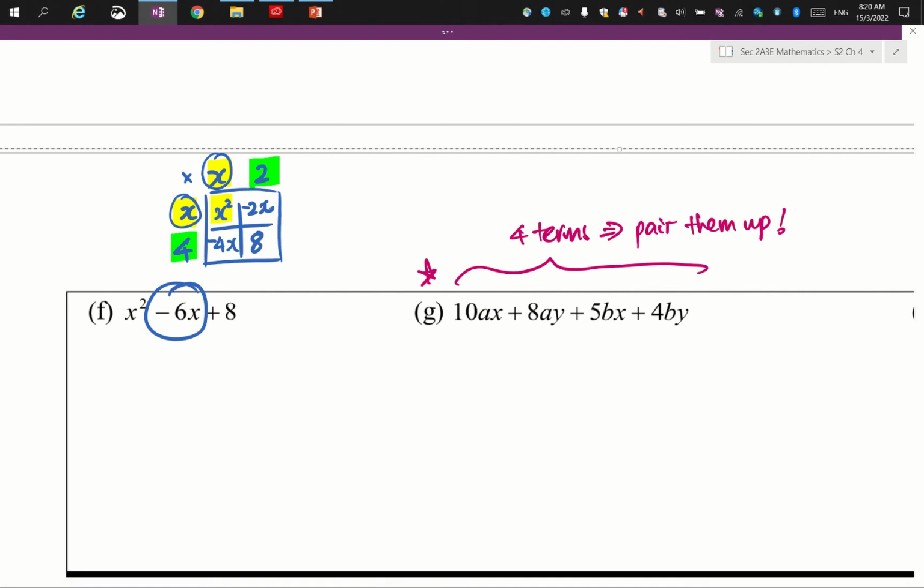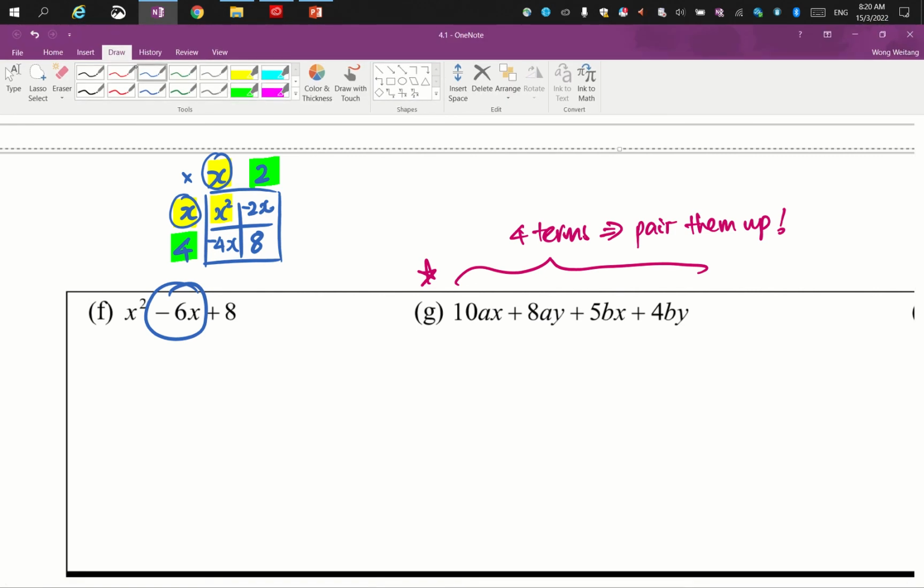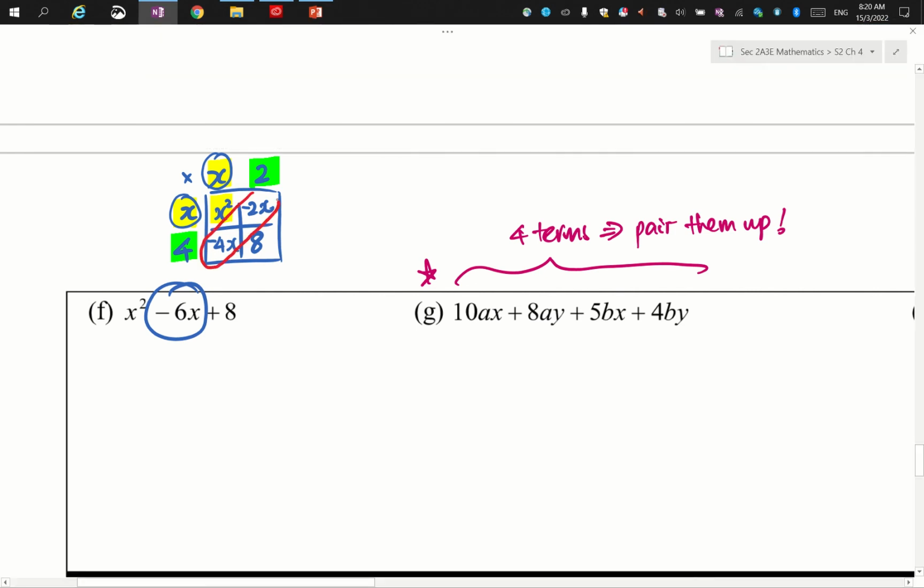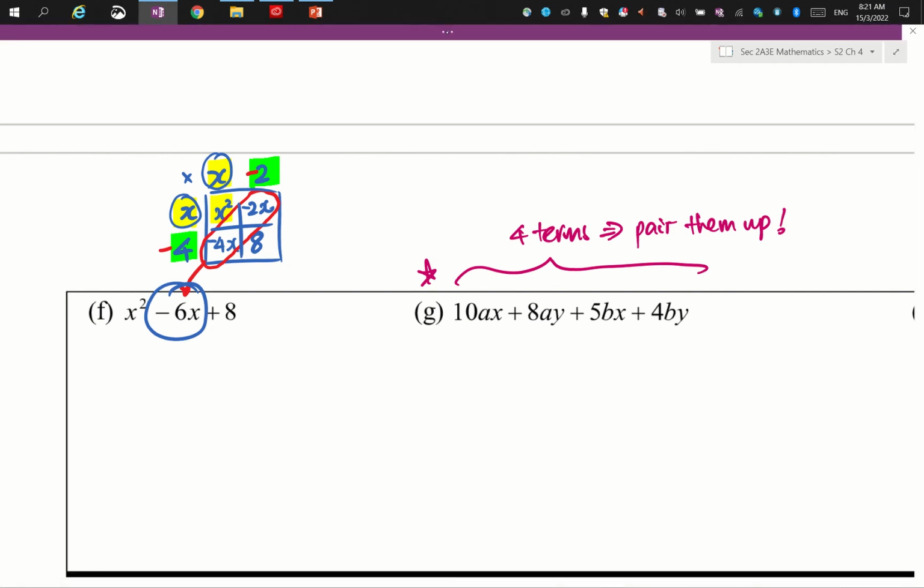Now our x terms, they give us our negative 6x. However, in order to obtain a negative 2x, I need a negative sign in front of my 2, so that negative 2 times x gives me negative 2x. I need a negative sign in front of my 4, so that x times negative 4 gives me negative 4x. And now the puzzle is solved. Negative 2 times negative 4 still gives me positive 8.